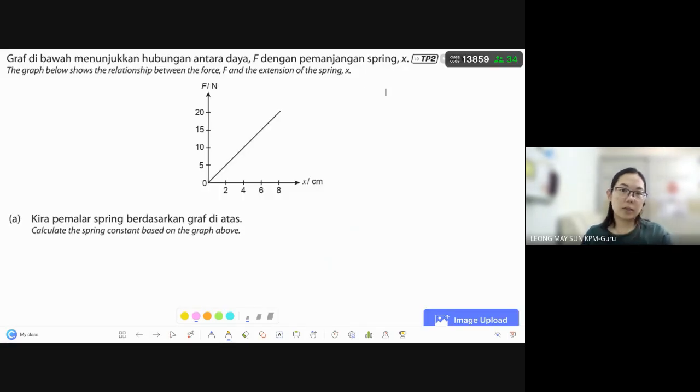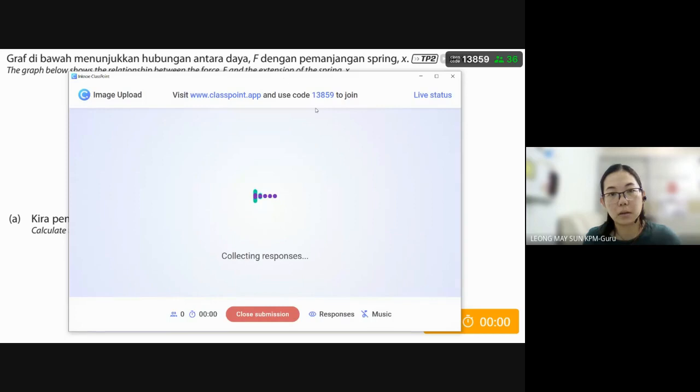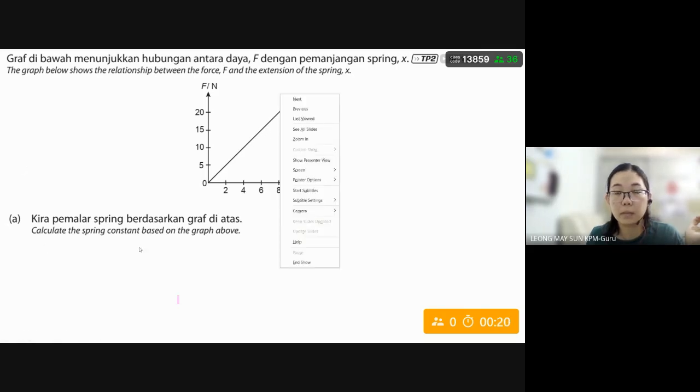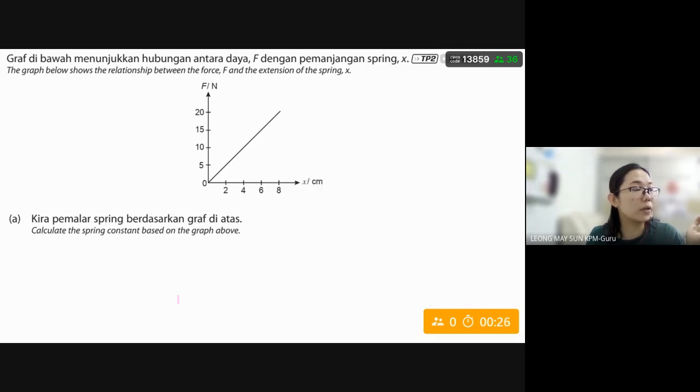All right, so I'm going to ask you guys to do a very simple one based on what we have already explained just now. The graph below shows the relationship between the force and the extension of the spring. Calculate the spring constant based on the graph above. So find the answer for this. I'm giving you guys around 3 minutes to try to calculate this question.